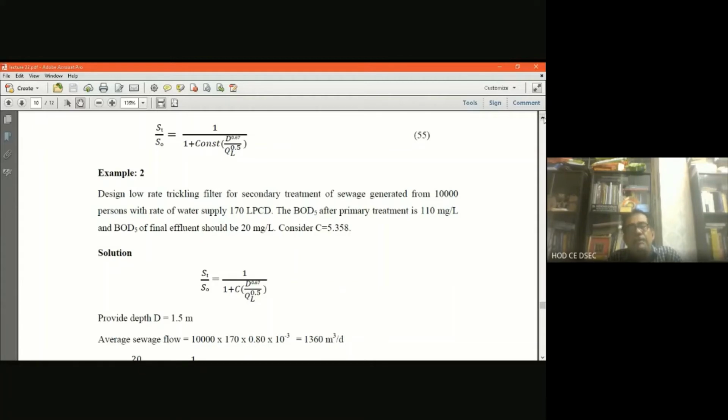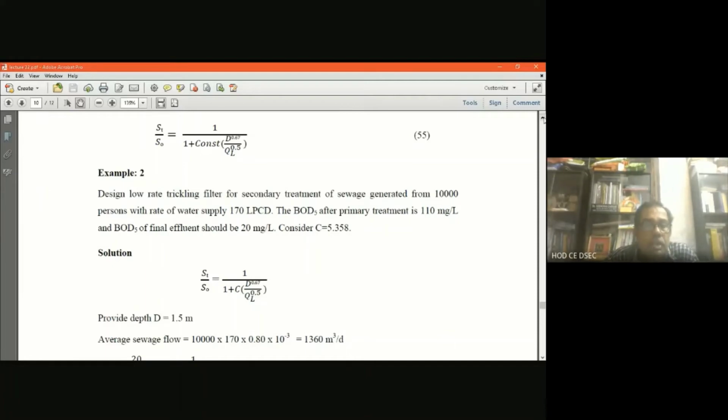The BOD5 of the effluent of the primary treatment is same as the BOD5 of the influent of the secondary treatment. So we can consider this is the influent BOD of the trickling filter, and BOD5 of the final effluent, that is the effluent of the trickling filter, is 20 milligram per liter. Fine. Constant C value is given as 5.358.